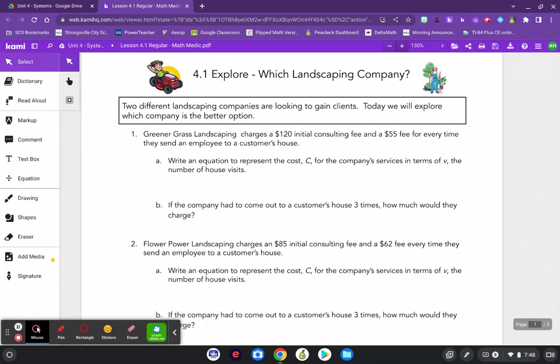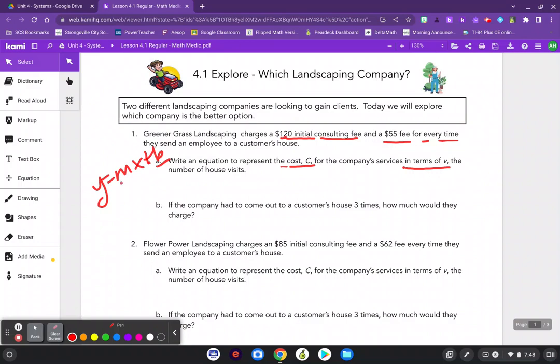So Greener Grass Landscaping charges a $120 initial consulting fee and a $55 fee for every time they send an employee to a customer's house. Write an equation to represent the cost C for the company services in terms of V, the number of house visits. And this is very much like that y equals mx plus b that we talked about in Unit 2. B is that initial amount. M is the rate or that slope. Only I'm going to use C. C is equal to that initial amount, that 120, plus the $55 per visit, V.